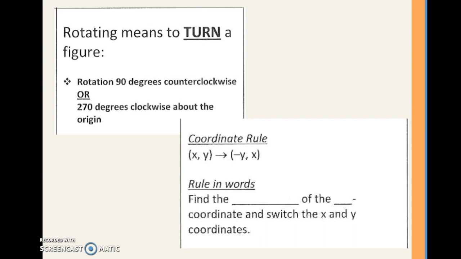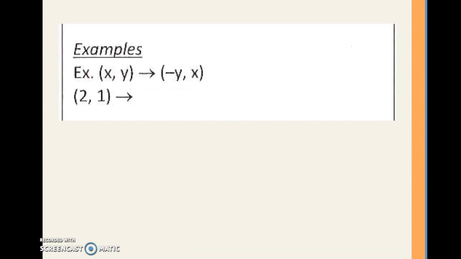So let's put the rule in words. So we're going to find the opposite of the y coordinate and switch the x and the y. So our first example, we have 2, 1, and when we apply that rule, so first we are going to make our y opposite. I have 1, so when we apply the opposite of y, we're going to have 2, -1. Now next we are going to go ahead and switch our x and y coordinates. So when we do the switch, we now have -1, 2. Hope that makes sense. Don't worry, you're going to have tons of practice in class.